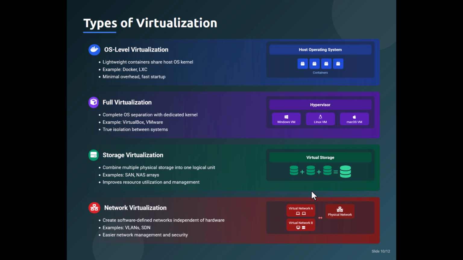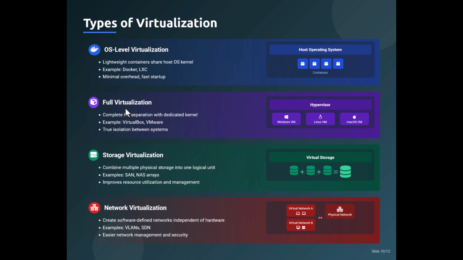Types of virtualization. Virtualization is not just about virtual machines anymore. There are several types, each solving a different problem in modern IT. Let's explore them one by one. OS-level virtualization. This is where containers share the host operating system kernel. They are lightning fast, super lightweight, and great for microservices and DevOps. Example: Docker, Xfce.